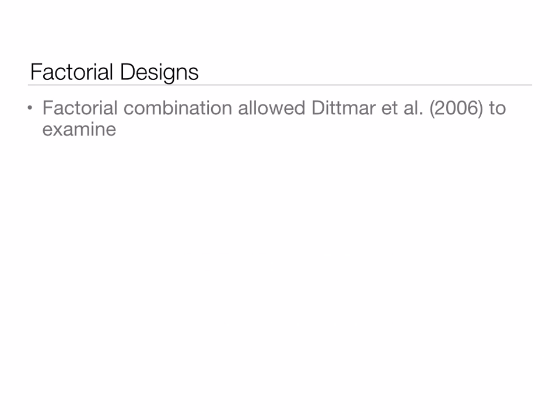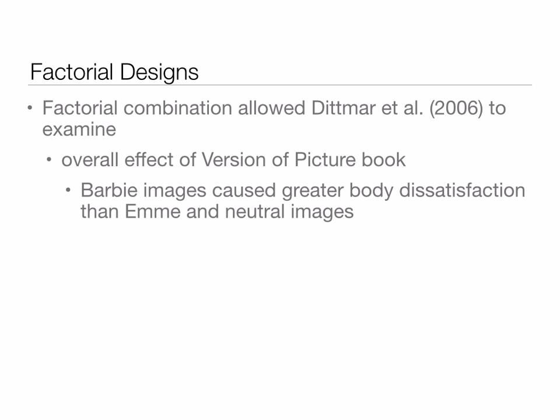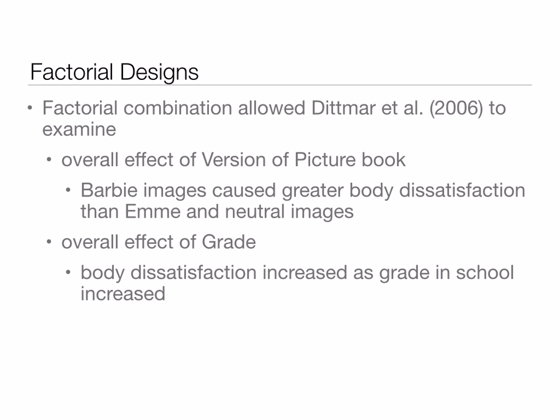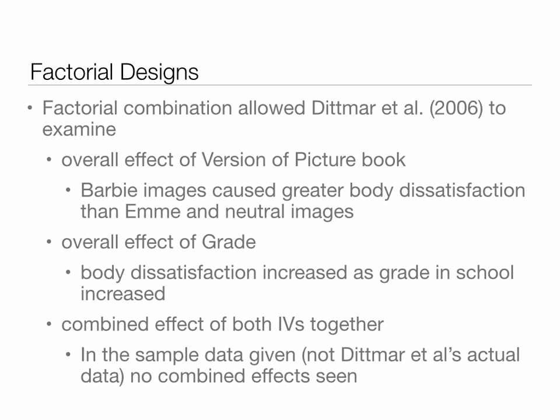And so again, that's what they did. They looked at these main effects, and they found a main effect of picture book, that Barbie images caused greater body dissatisfaction than the M and neutral images. They found a main effect of grade, that body dissatisfaction increased as grade in school increased. And when they looked at the interaction, that would be the combination of both of them together, was there something different going on? In the sample data given, not necessarily in their actual findings, there was no combined effect seen. So in the made-up data I gave you on the previous slide, there was no interaction.